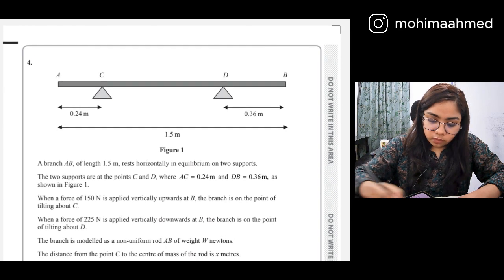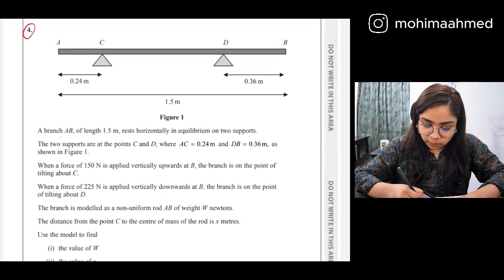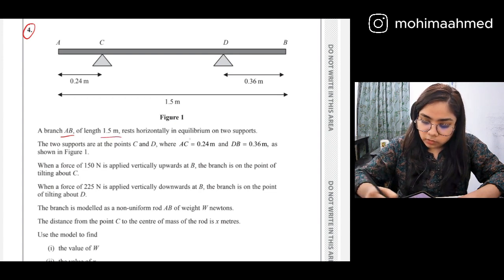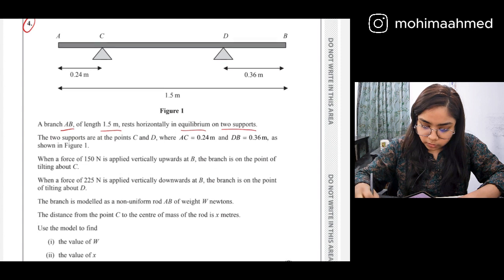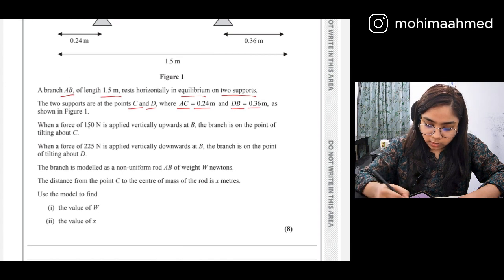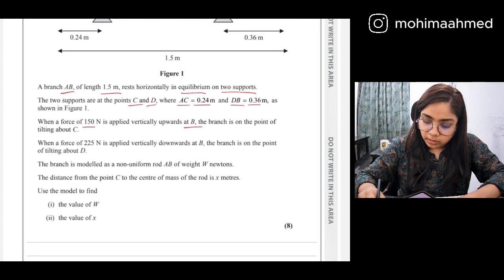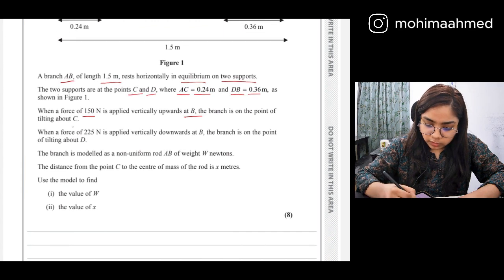Okay, question 4. It says that there's a branch AB of 1.5 meters long resting horizontally in equilibrium with two supports. The two supports are at points C and D, where AC is 0.24 and DB is 0.36, as shown in figure 1. A force of 150 newtons is applied vertically upward at point B, and the branch is on the point of tilting about C.